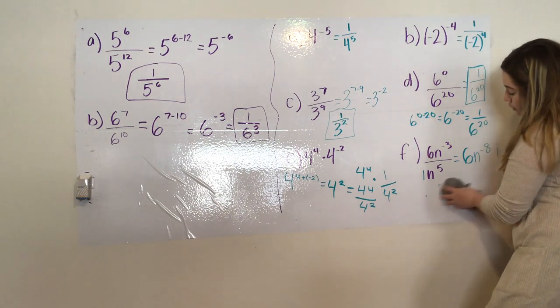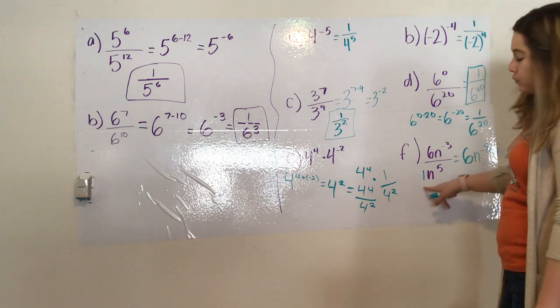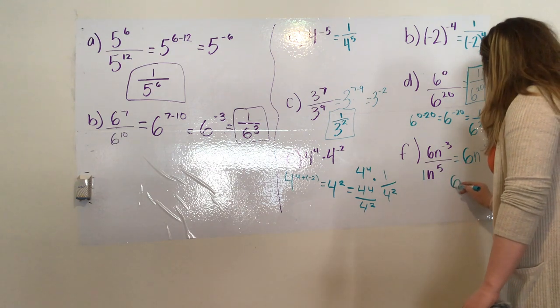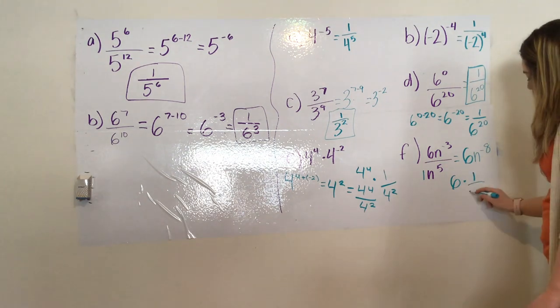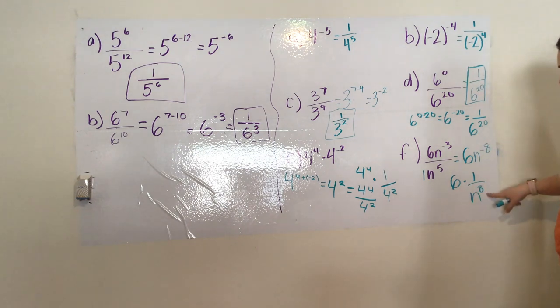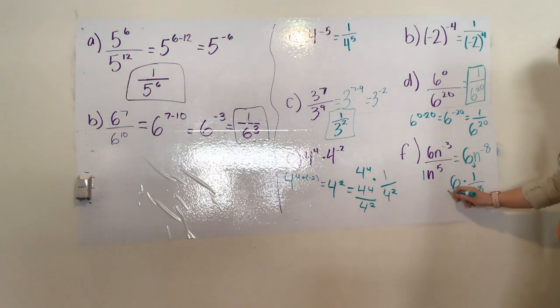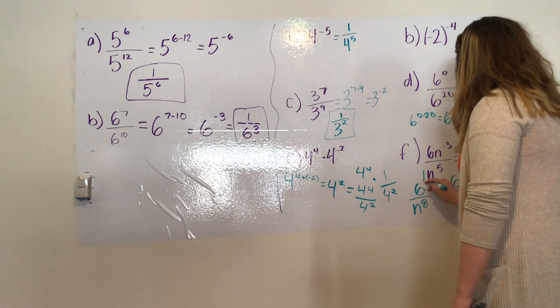Okay, so now what I'm also going to realize is that negative rule. So this is an example where we're using two different exponent rules in one expression. So that's why it's really important to take it step by step. So now I have 6 times 1 over n to the power of positive 8, because again, that rule that we discovered, anything to the power of a negative exponent gives me the reciprocal. So really, to simplify this, this is 6 over 1 times 1 over n to the power of 8. So now I have 6 over n to the power of 8 is my answer.